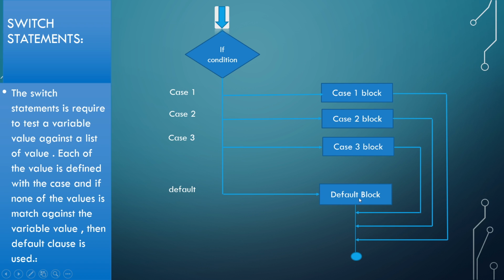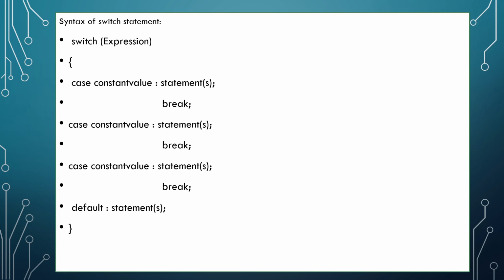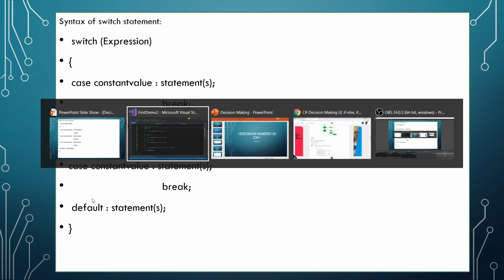Let's look at the syntax of the switch statement. Here in the switch statement, we have to write down our expression, and then we have a case, constant value, statements, and then we use break, and then another case, constant value, statements, and a break, and for the third case we have constant value, statements and then break, and then finally we have our default statements. Let's understand this with an example.